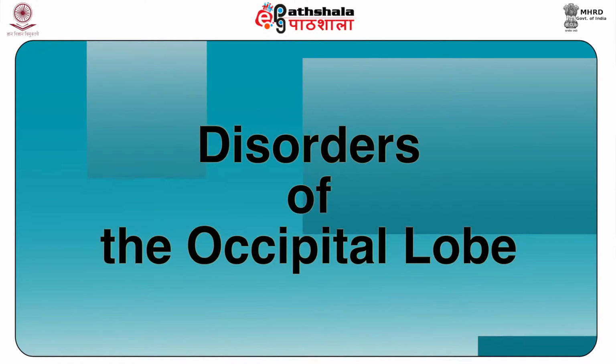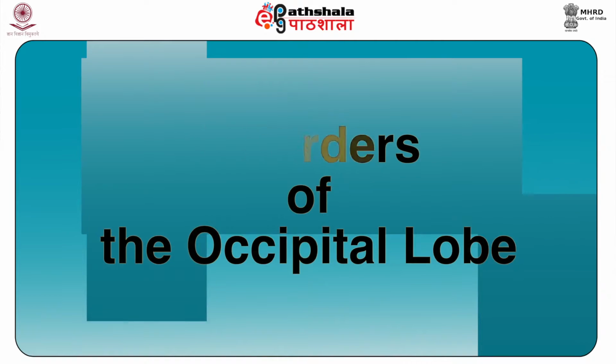Well students, now let us understand some of the disorders of the occipital lobe. The primary function of the occipital lobe is to provide visual sensation to the organism. Total damage to this lobe in both hemispheres lead to total blindness. Damage to this region in only one of the two hemispheres may cause partial blindness with other distortions of vision.